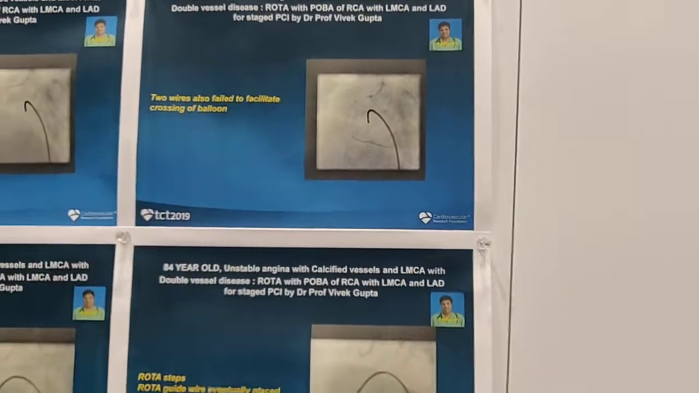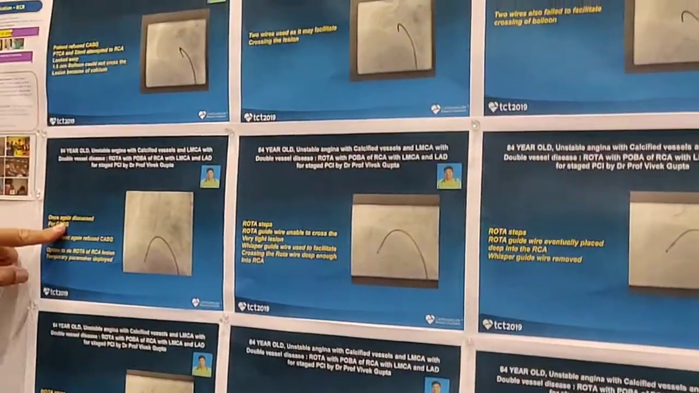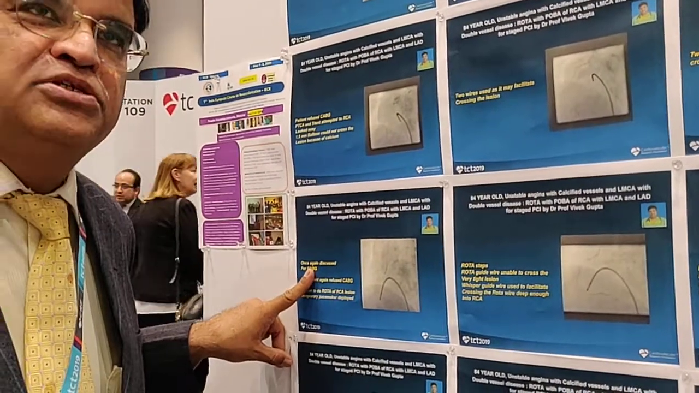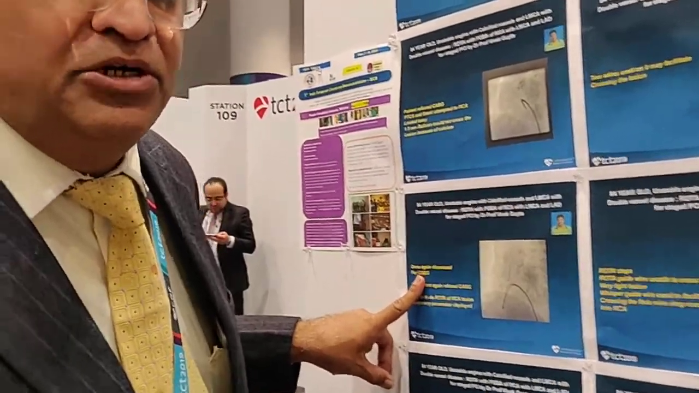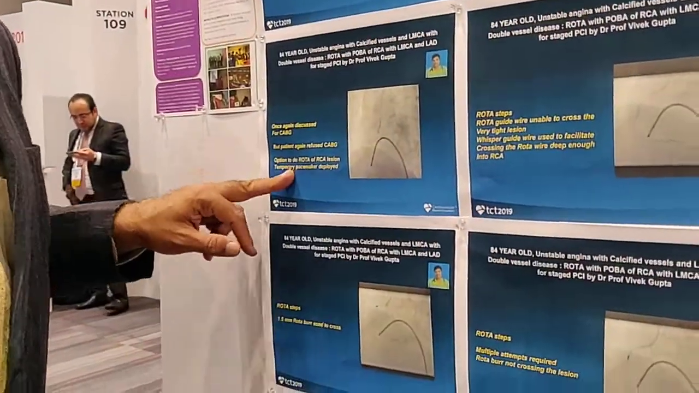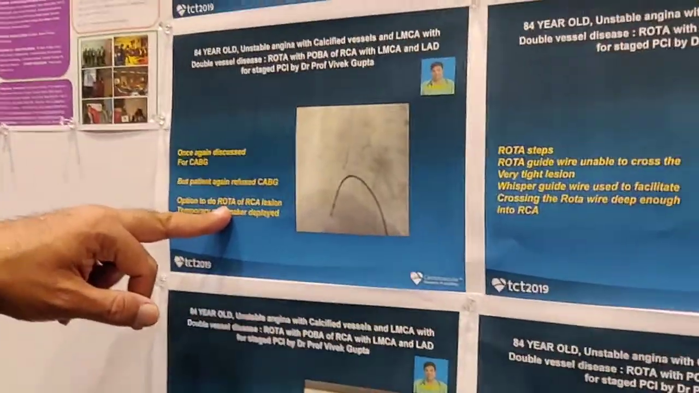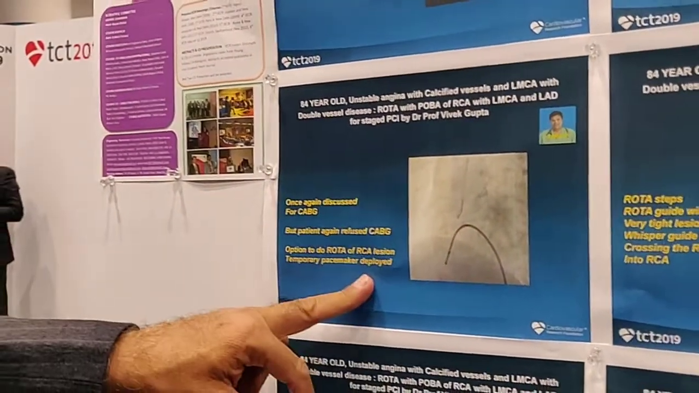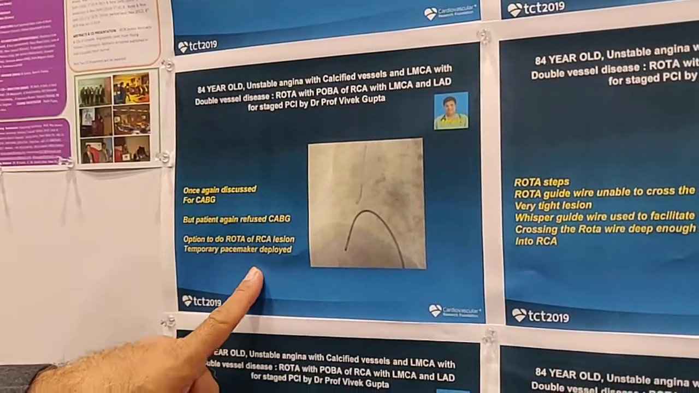So what to do? We again discussed with the patient whether we could go ahead with bypass surgery. The patient refused again because it was a high-risk bypass surgery, and nobody wants to take high risk at the age of 84. So we thought we should try rotablation of the RCA lesion. Of course, whenever you do rotablation in the RCA, always do a temporary pacemaker implantation first.